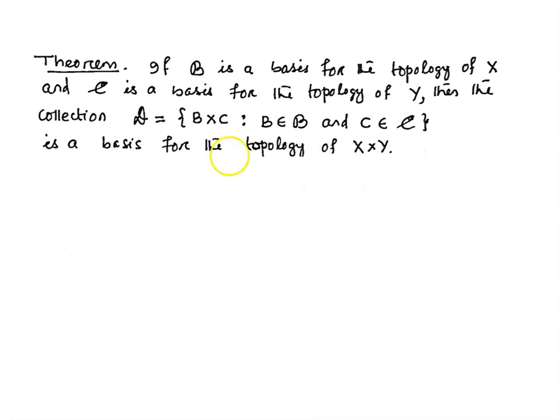Also, we have proved this theorem in the previous lecture. If B is a basis for the topology of X and C is a basis for the topology of Y, then the collection D consisting of product of elements of B with elements of C. That means D contains elements like B cross C, where B is a member of basis B and C is a member of basis C. These B and C are basis elements. And clearly this D is a basis for the topology of X cross Y.